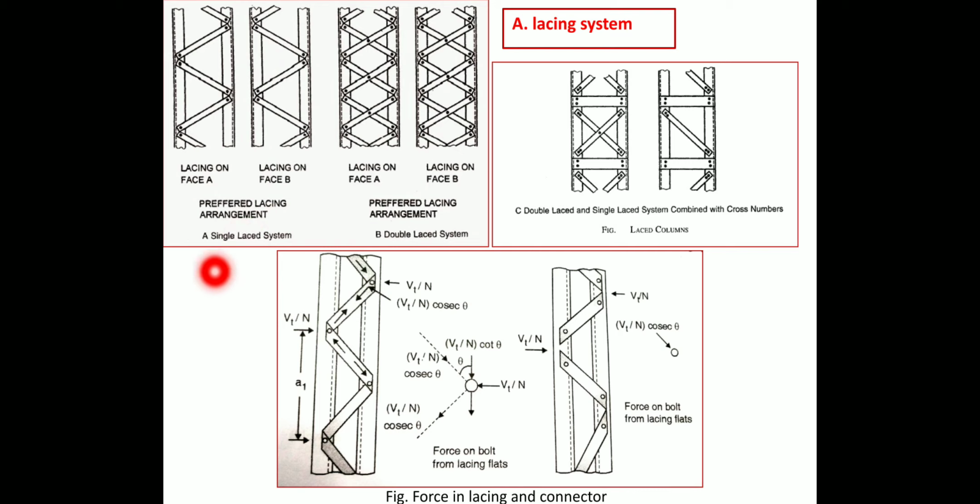Under the lacing system, there is the single lace system and the double lace system. The difference between the single and double lacing system: the lacing is made of flat plate, or flat lacing plate, or sometimes it may be called a round bar. If you visit a railway station, you may have seen such kind of columns. These flat bars may be replaced by round bars of 10 mm or 12 mm diameter.